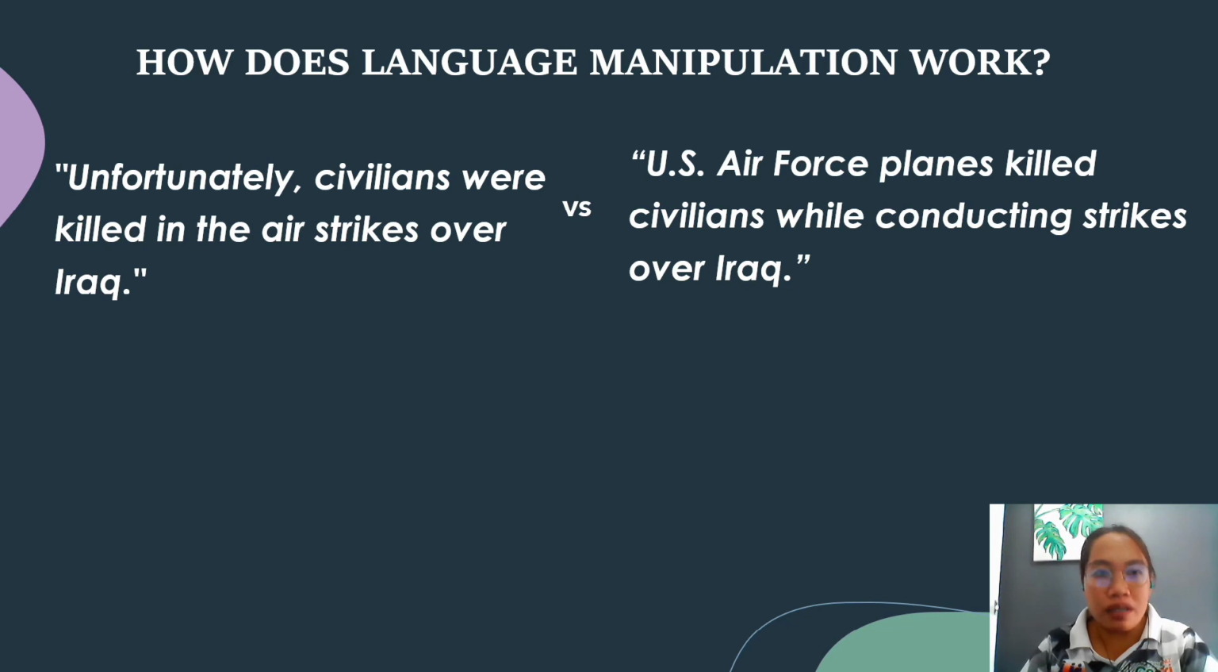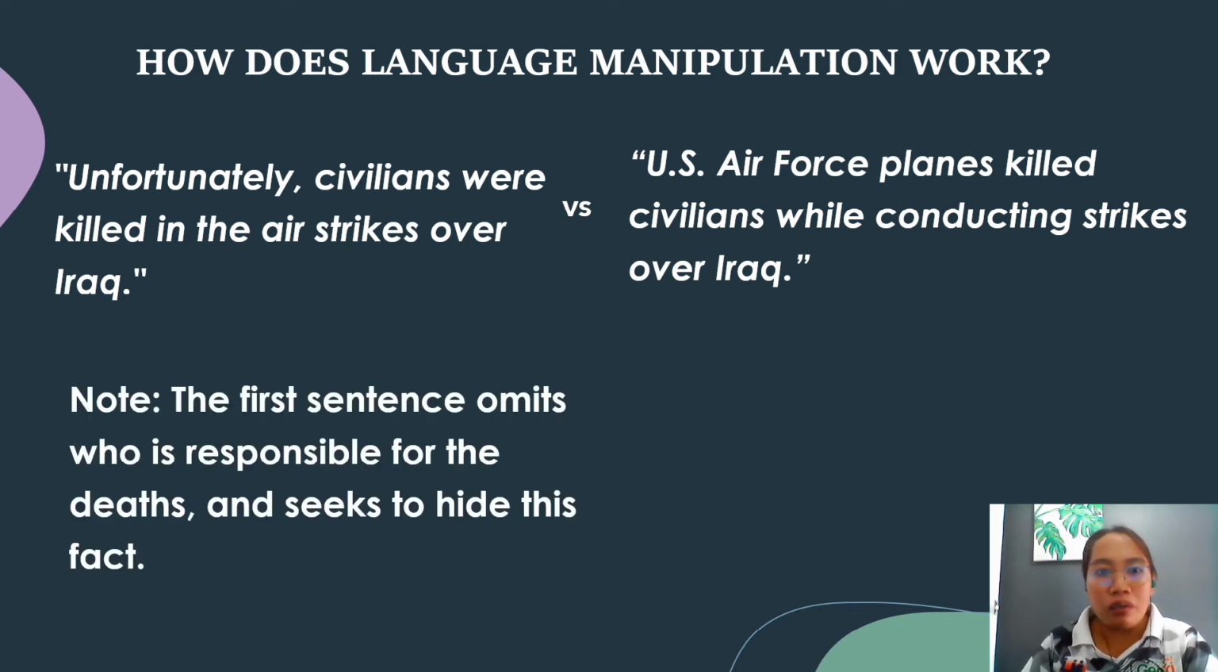So take a look at this example. The first sentence goes like this: Unfortunately, civilians were killed in the airstrikes over Iraq. Versus: US Air Force planes killed civilians while conducting strikes over Iraq. So, as you notice, the first sentence omits who is responsible for the death and seeks to hide this fact.